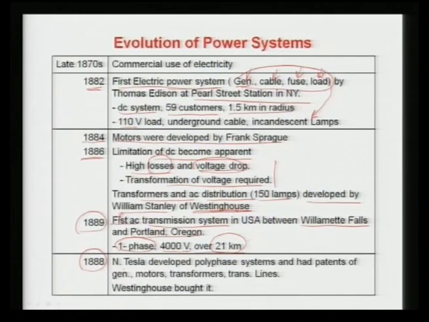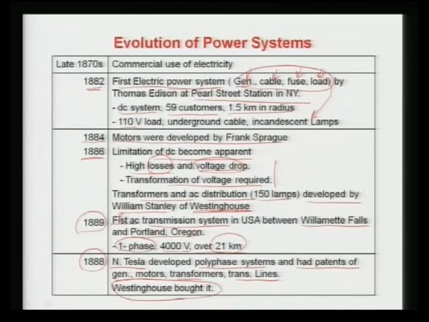Before that, Nikola Tesla had developed many polyphase AC systems. Basically, he had patents on AC generators, motors, transformers, transmission lines, etc., and all these patents were purchased by Westinghouse. So, Westinghouse started developing the AC power system, and Thomas Alva Edison always championed the DC system.